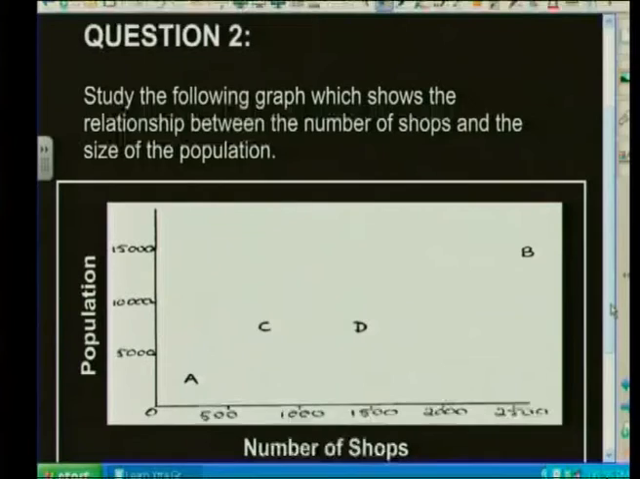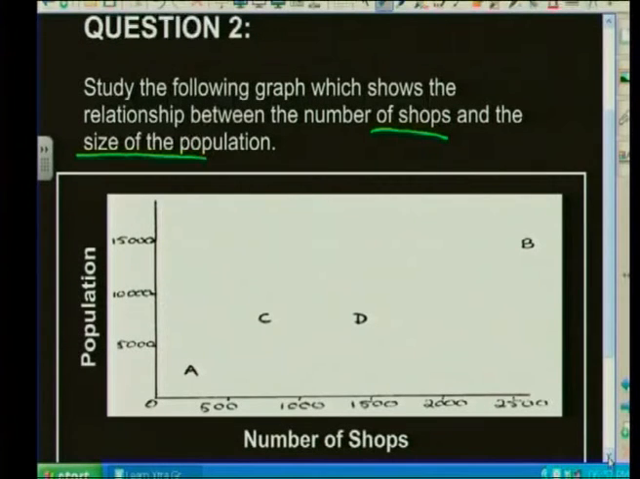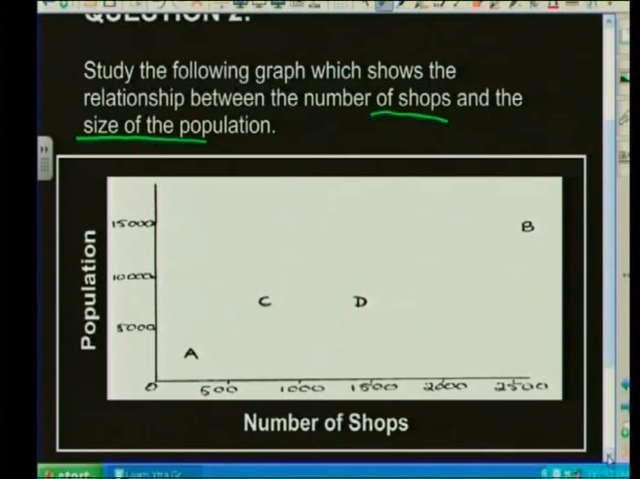Question 2. Study the following graph, which shows the relationship between the number of shops and the size of the population. Immediately, once you see the words size of the population as well as services rendered by shops, you should be thinking about the concepts of urban hierarchy. If we look at the sketch represented, the y-axis is represented by population and the x-axis by the number of shops. Note, as you move from the center outwards, there is an increase on the x-axis across. As you move from the center upwards, there is an increase in the y-axis.